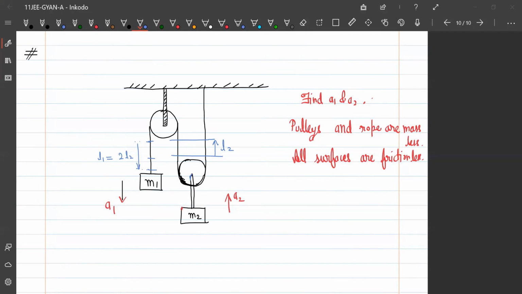Can anybody tell me the relation between A1 and A2? Simple relation, A1 or A2. Sir, the equation between A1 and A2. Sir, M1G minus M2 into G plus A2 divided by 2 equals M1 A1. No, what is the relation between A1 and A2?